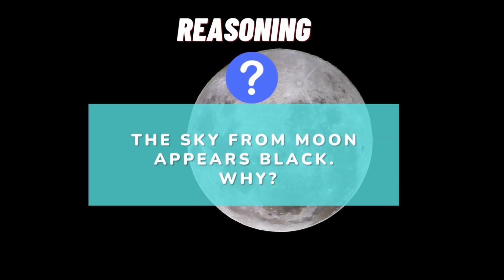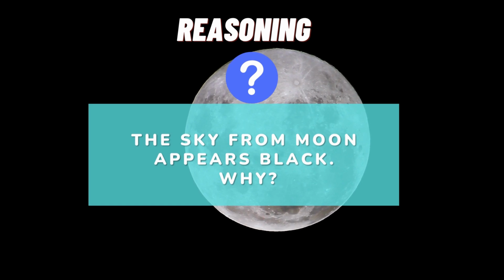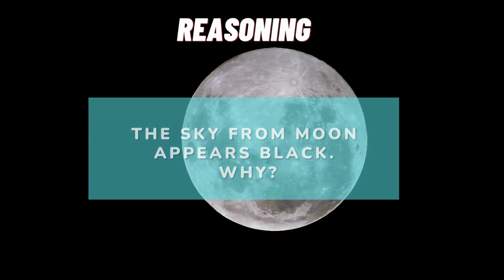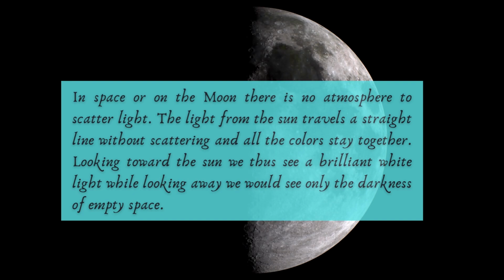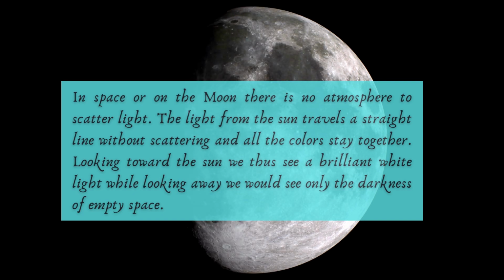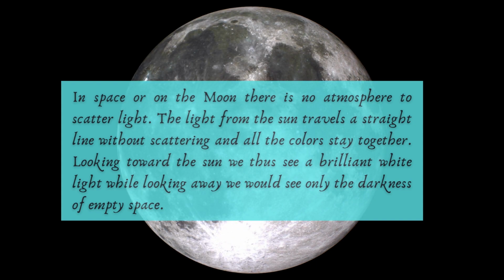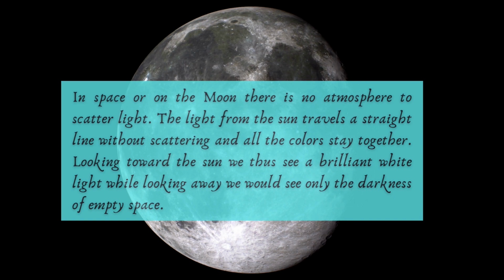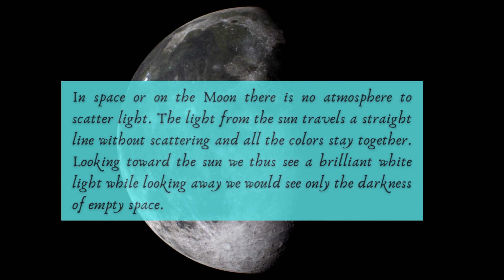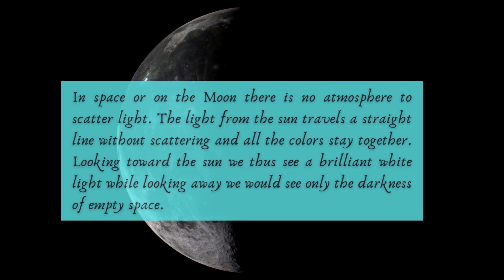The sky from the Moon appears black. Why? In space or on the Moon, there is no atmosphere to scatter light. The light from the sun travels in a straight line without scattering, and all the colors stay together. Looking toward the sun, we thus see a brilliant white light, while looking away, we would see only the darkness of empty space.